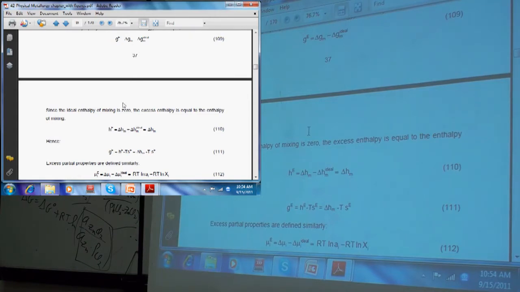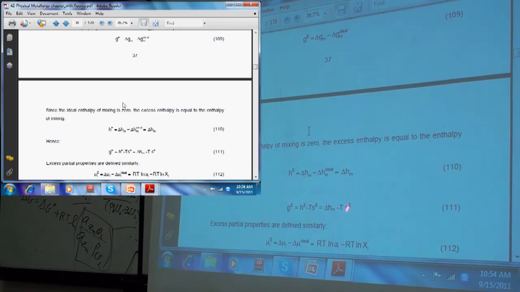So if a solution deviates from ideality, there's two parts. It can deviate from ideality because the enthalpy is not ideal, or because the entropy is not ideal. If the enthalpy of mixing is negative, that gives you a negative contribution to G excess and makes the solution more stable. If delta H is positive, it gives you a positive contribution and makes the solution less stable. That's because of the bond energies.